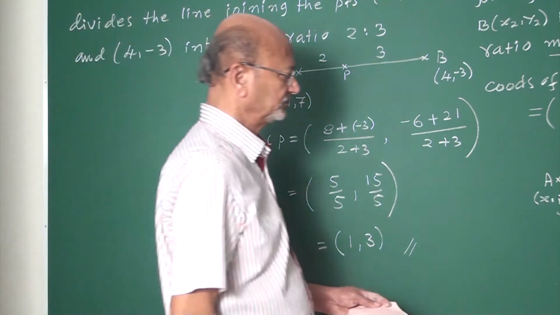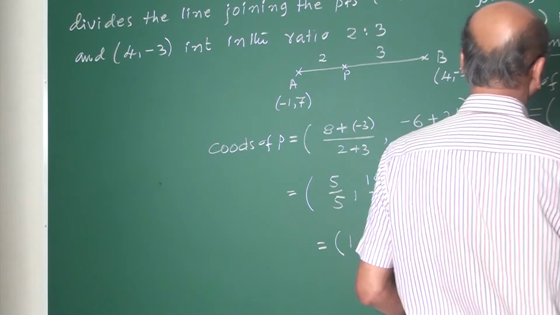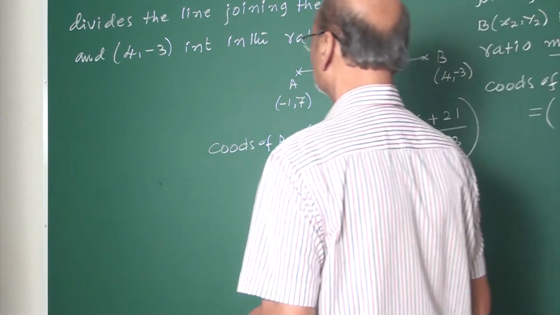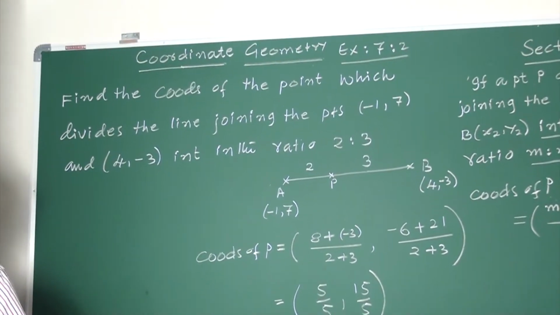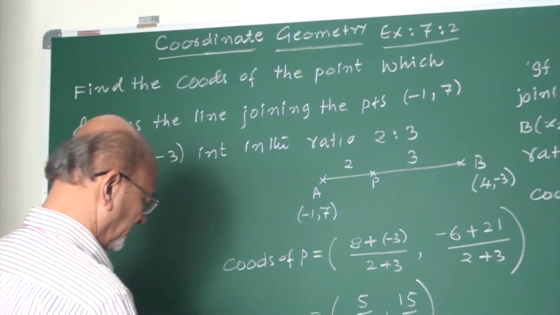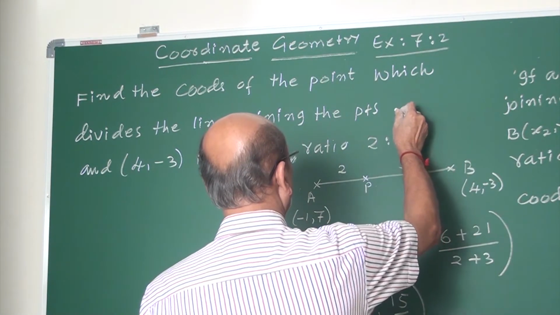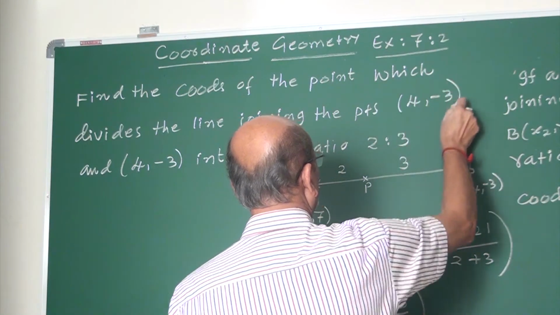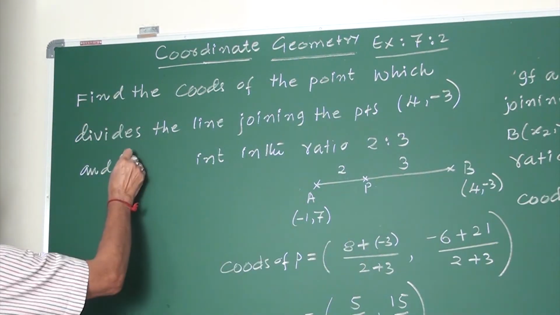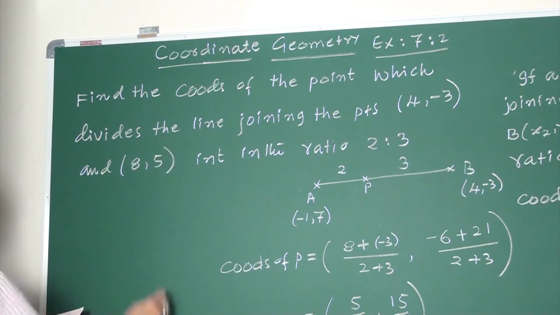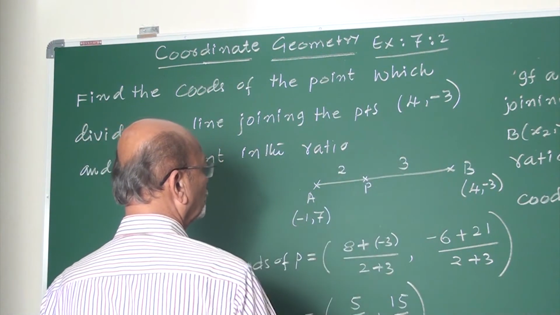Yes, next example. Find the coordinates of the point which divides the line joining the points, my friend, 4 comma minus 3 and 8 comma 5, in the ratio 3:1.